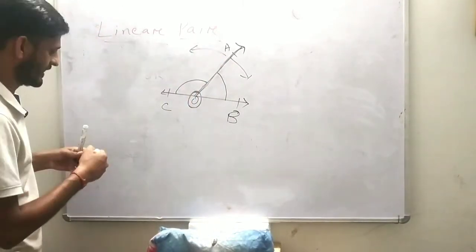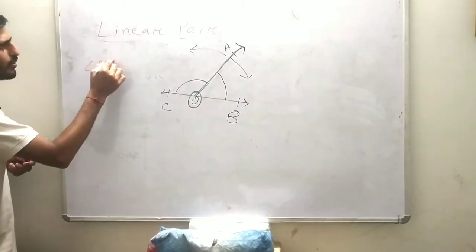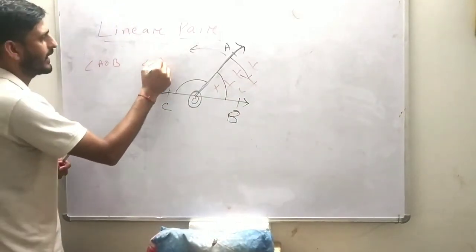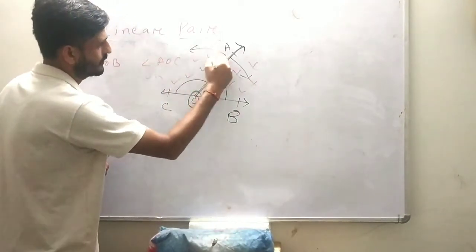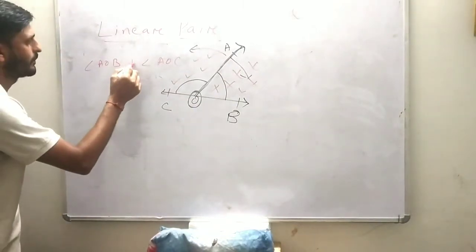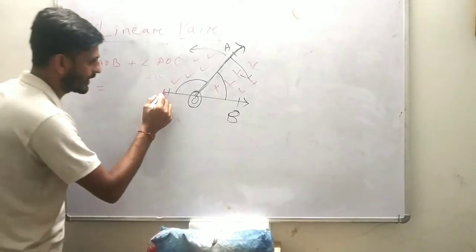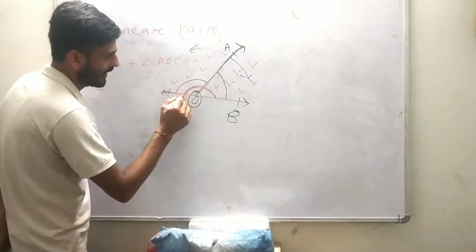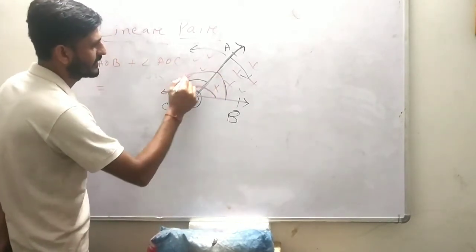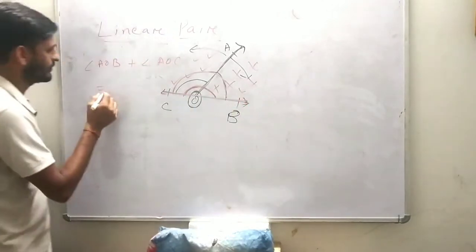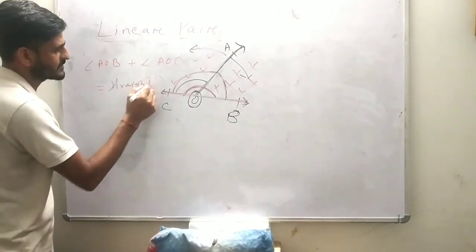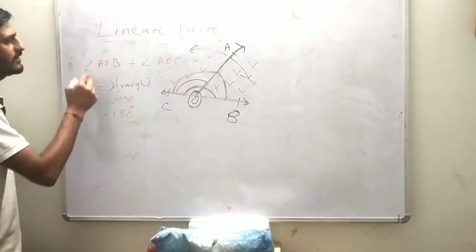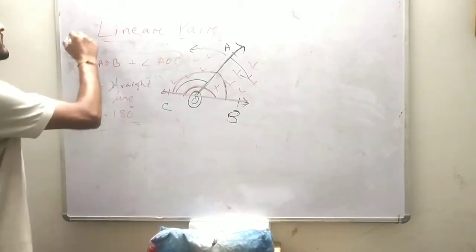What are the adjacent angles here? AOB and AOC. Look, when their sum is equal to a straight line, this plus this, the total is a straight line. They are forming a straight line. And we know the measurement of a straight line is 180 degrees. So these two angles are known as a linear pair.